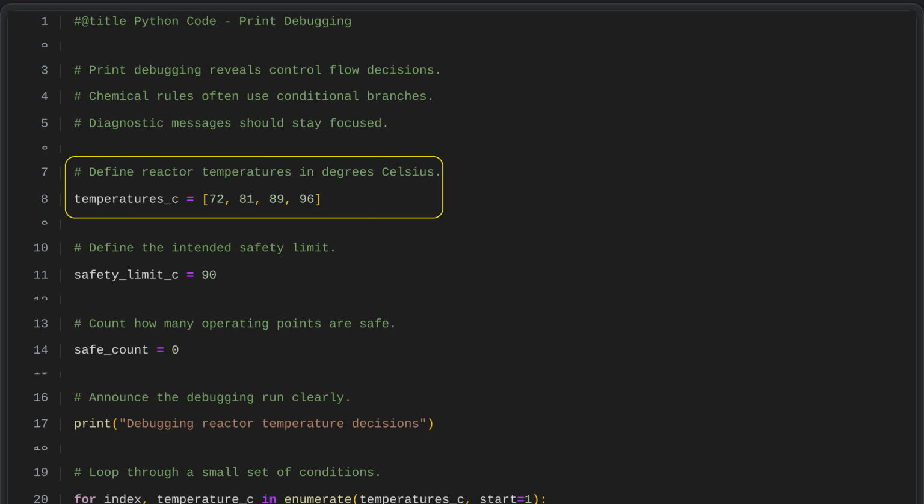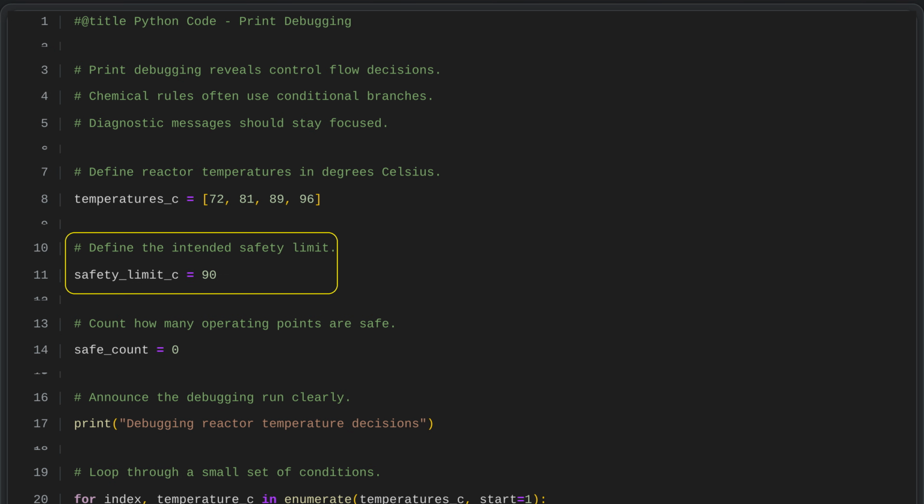We define a list of reactor temperatures in degrees Celsius, 72, 81, 89, and 96. Storing them together makes it easy to check each operating condition against a safety limit. The reactor temperature safety limit is set at 90 degrees Celsius. Actual temperature readings are compared with this threshold to determine whether operation remains safe or a warning is needed.